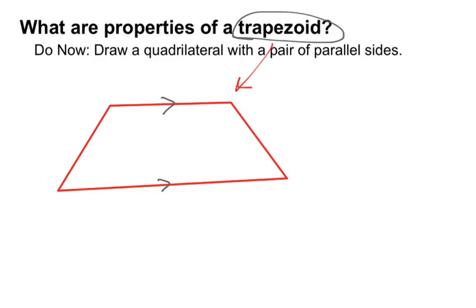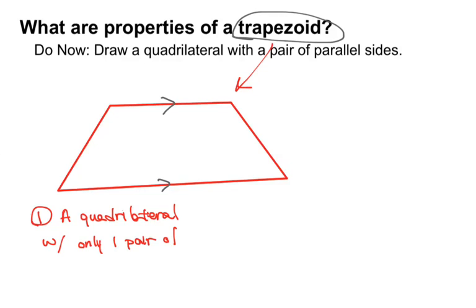Now, for the definition of a trapezoid, actually we have two schools of thought. First, it would have been this: a trapezoid is a quadrilateral with only one pair of parallel sides. That's the first definition, and many people follow that definition.